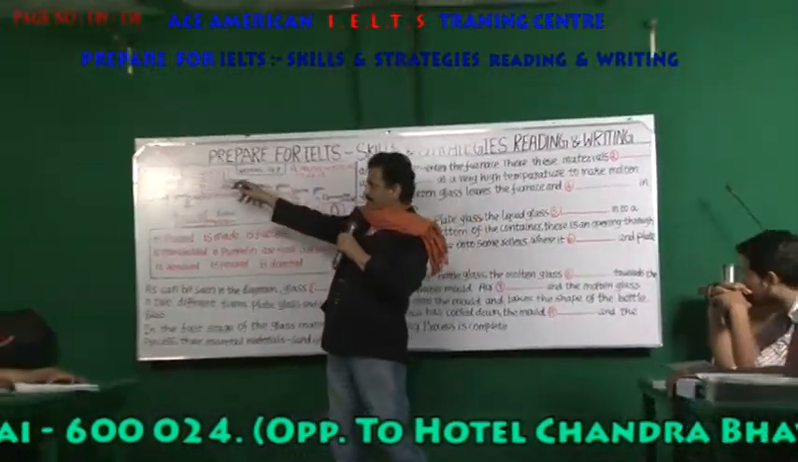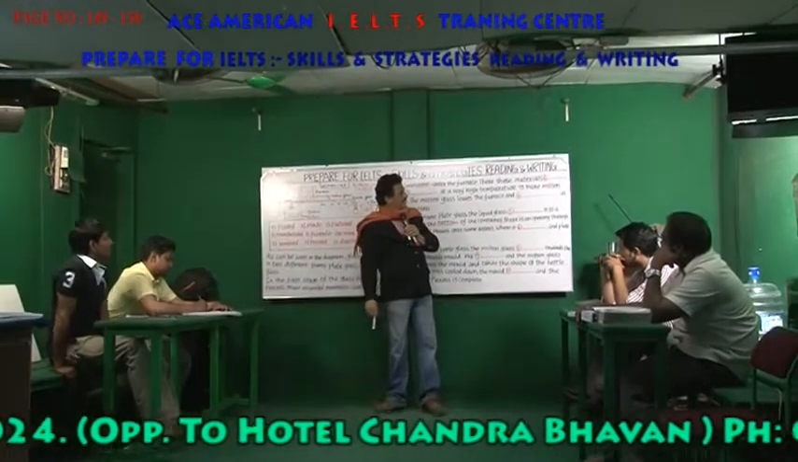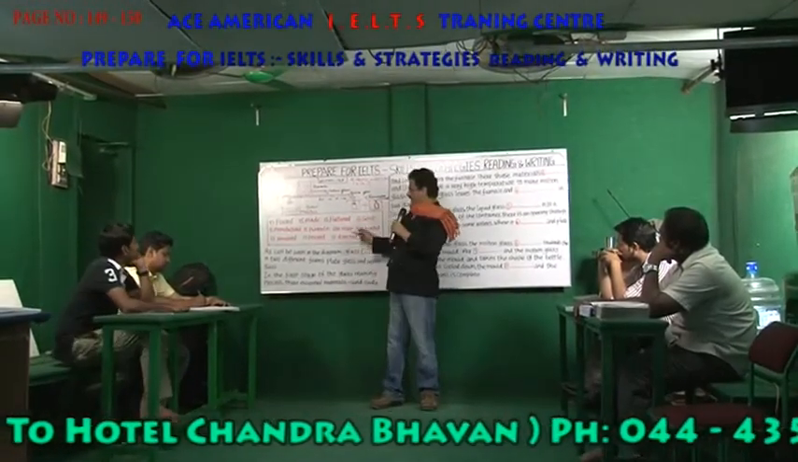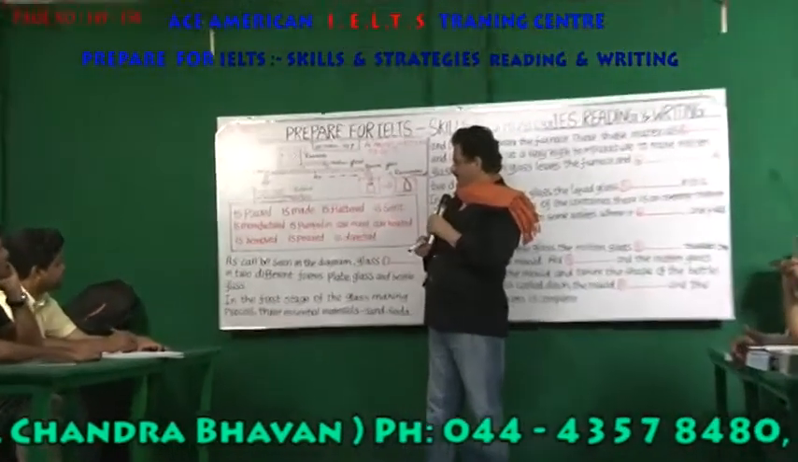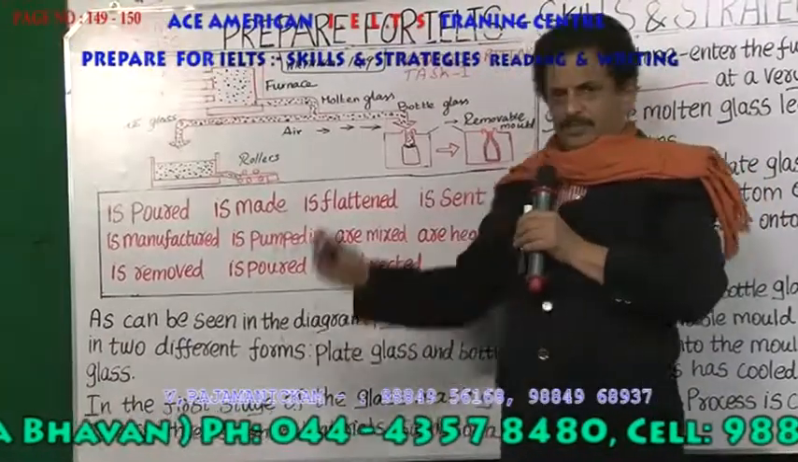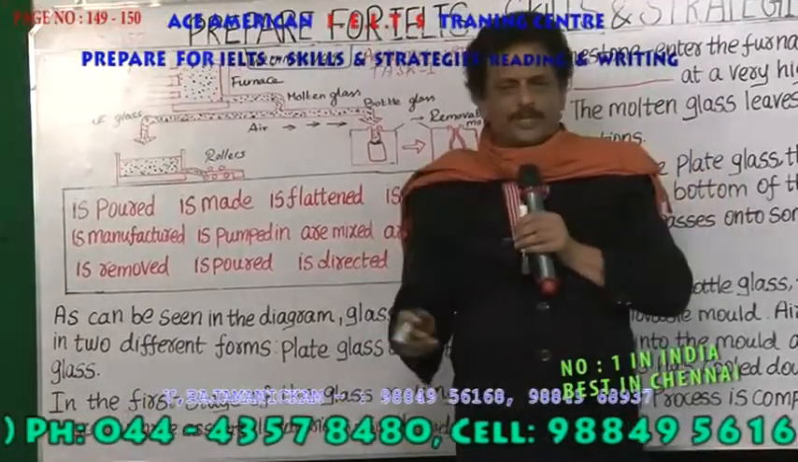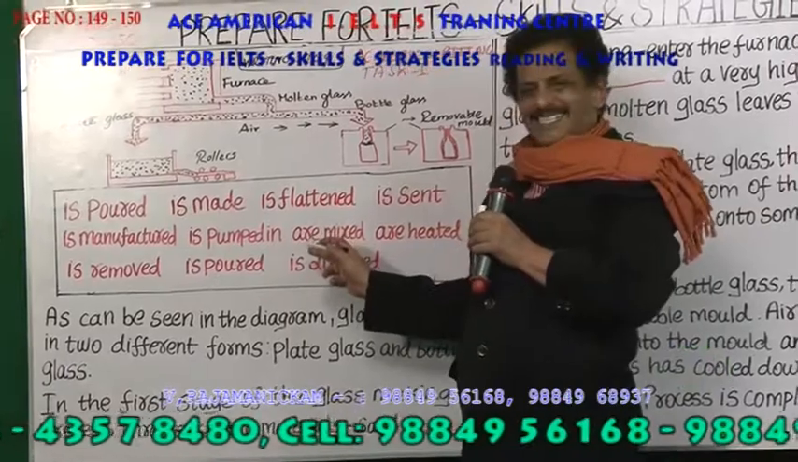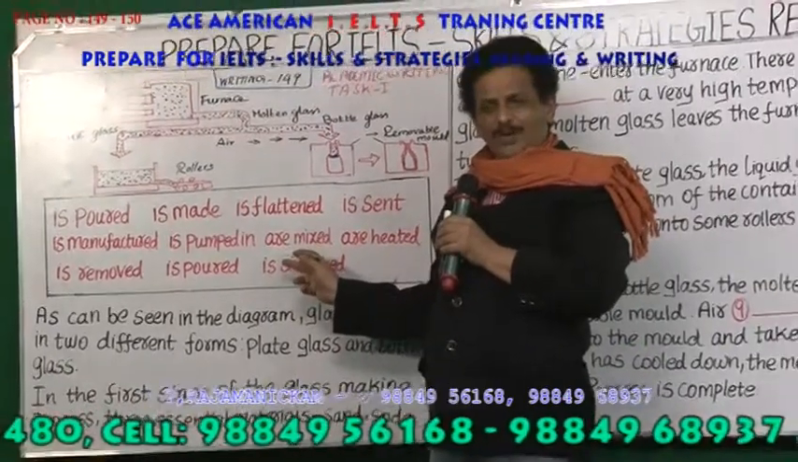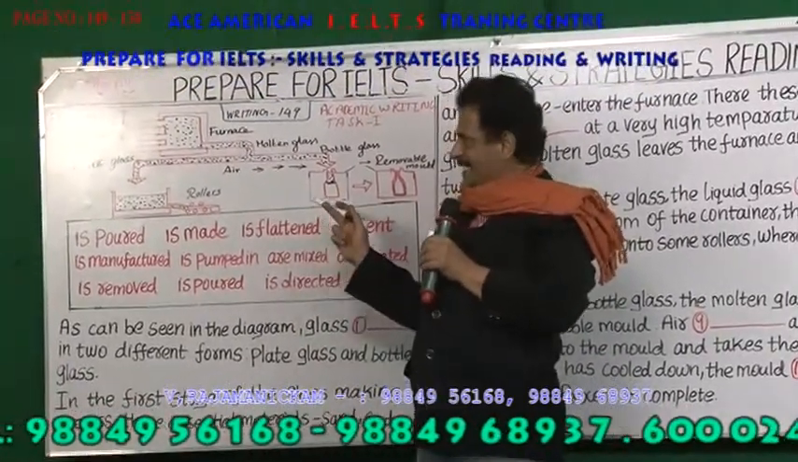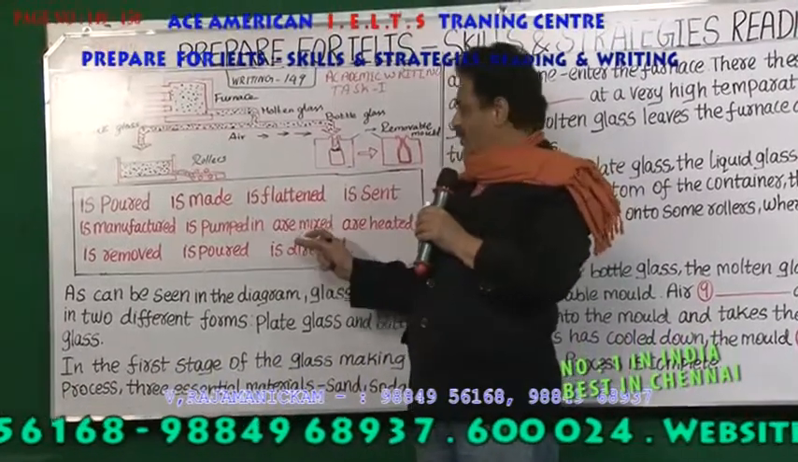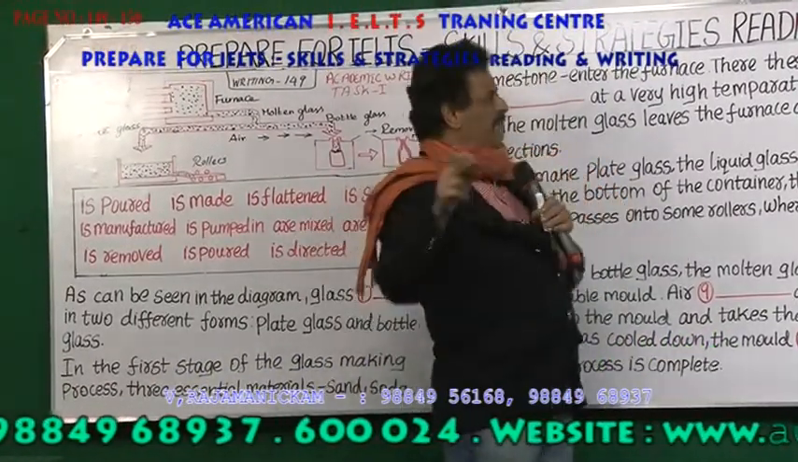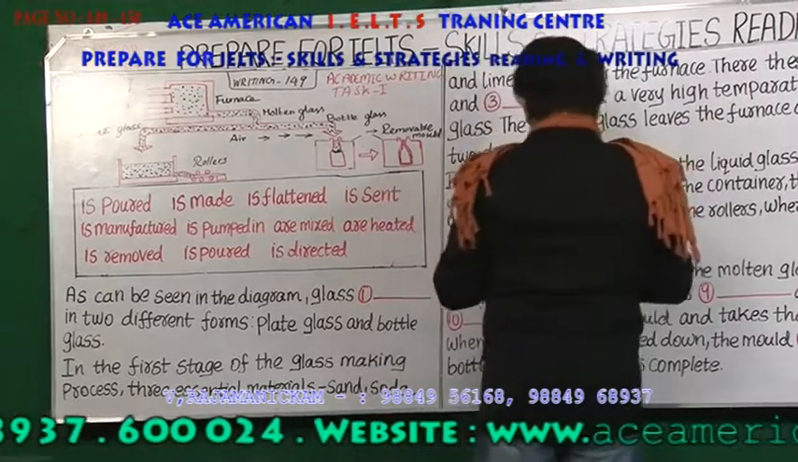All these things are mixed, of course. These three materials, number 2, what is the correct answer you can choose? Are mixed. So you are using "are mixed." Why are you using "are"? Because it is plural. Sand is there, soda is there, limestone is there. So the answer here is "are mixed."